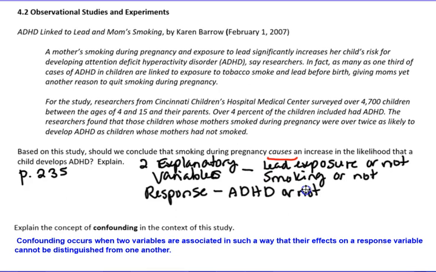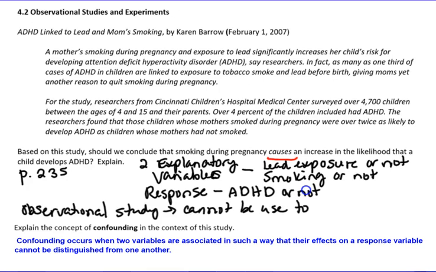Because it's an observational study, we cannot get evidence for cause and effect. This observational study cannot be used to determine, or to get evidence, I should say. You can't ever fully determine cause and effect, but you can get strong evidence from an experiment. Get evidence for cause and effect.